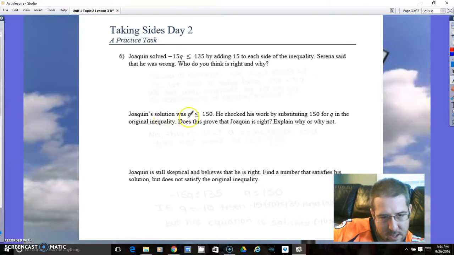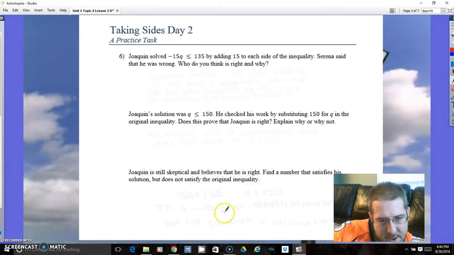Down here, it says that q is less than or equal to 150. He checked his work. Joaquin's solution is not correct because he had to divide both sides by negative 15. Well, no, I'm sorry. He was adding 15, and that's how he got this answer. So that's not going to work, as I mentioned before, because you actually have to divide by negative 15, which means you're going to have to flip the sign. So Q is greater than or equal to whatever 135 divided by 15 is, which should be, if I'm not mistaken, like 7, something like that.